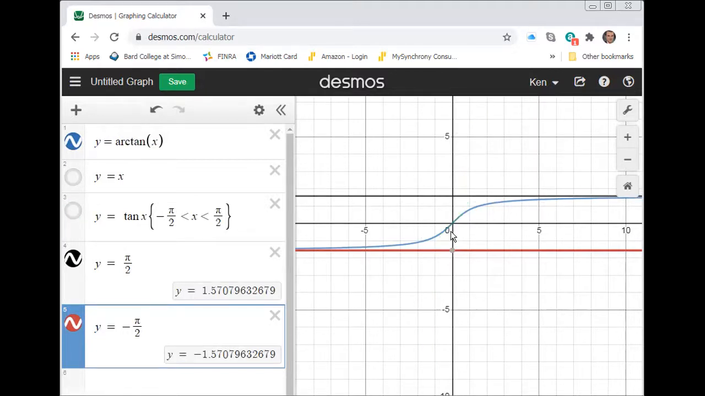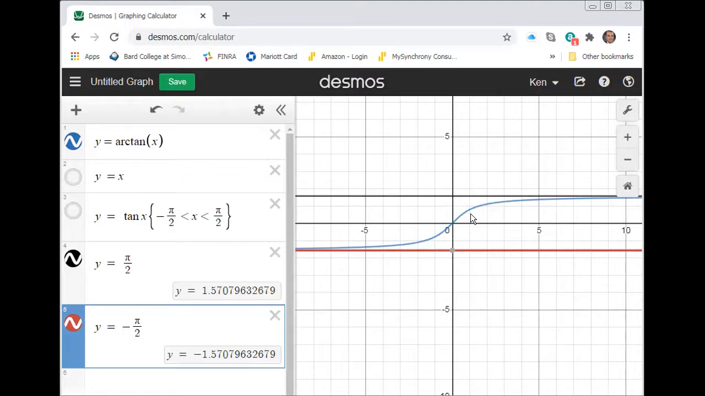So the same reason that as x goes to pi over 2, tangent x goes to infinity, it's going to be true that as x goes to infinity, arctangent of x is going to go to pi over 2. So that's your other kind of infinite limit.